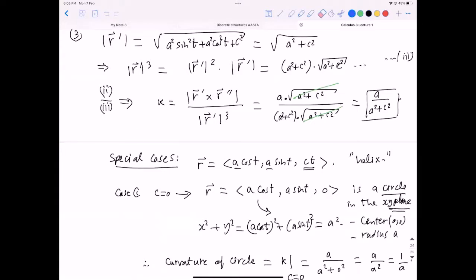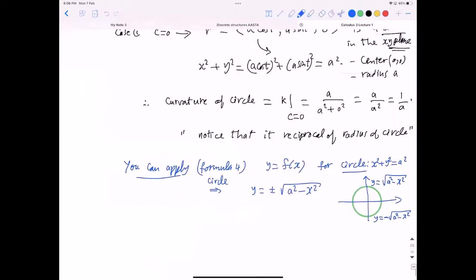Notice here that the curvature of a circular helix is independent of t. No t in the end, after all of these given t's, cosines, sines, and all of that, we get rid of them. They are all gone. And this is the remark for the circle.